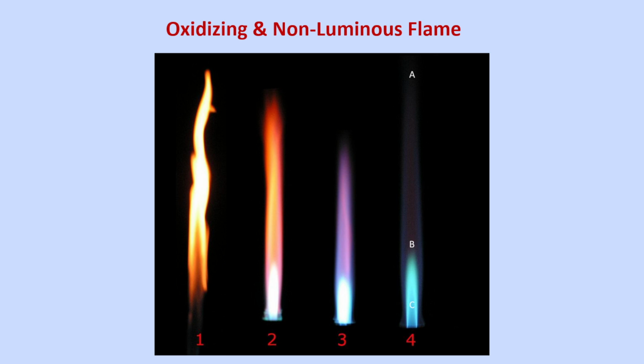Now the fourth flame is slightly different. It has 2 distinct zones. The first zone BC is a blue luminous flame, while the second zone AB is a non-luminous flame. The colorless zone AB is a result of complete combustion, which means it burns at the highest temperature. This is the zone you want to work with when performing the flame test, as it ensures that the color produced by the burning of volatile chloride will be clearly visible.